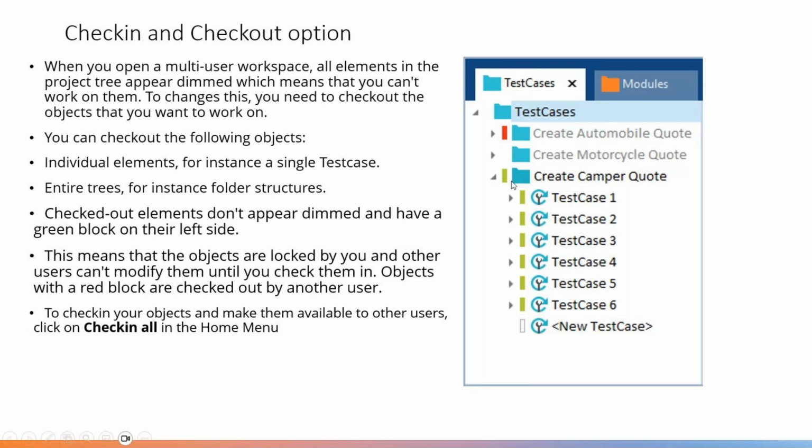So that is one thing you can see. And checked out elements mean that objects are locked by you, and you are trying to modify them. And objects with red blocks are checked out by another user. So this red block says that someone else is working on this particular folder, so you cannot make changes.